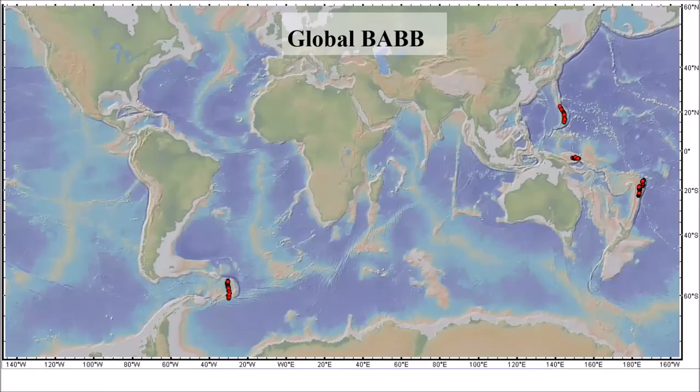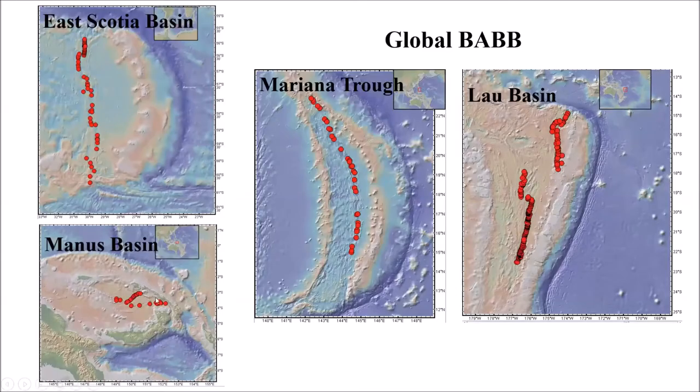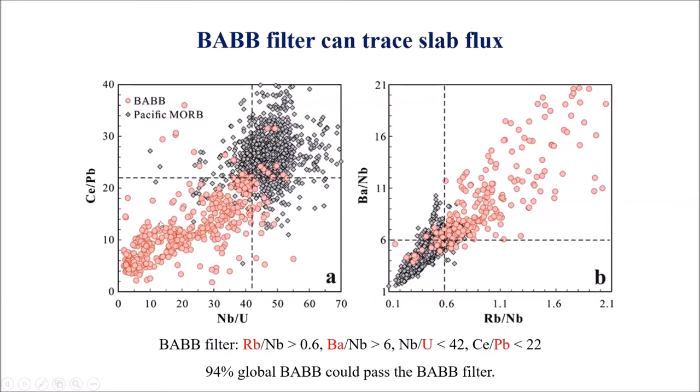So we also combined the global BAB data, including the East Scotia Basin, Manus Basin, the Parece Vela Trough, and Lau Basin. Well, it is clear that BAB, the red circles over here, mostly plot in the quadrant of lower niobium uranium, cerium lead, and higher barium niobium and rubidium niobium ratios. So therefore, these four ratios can be used to construct a BAB filter.